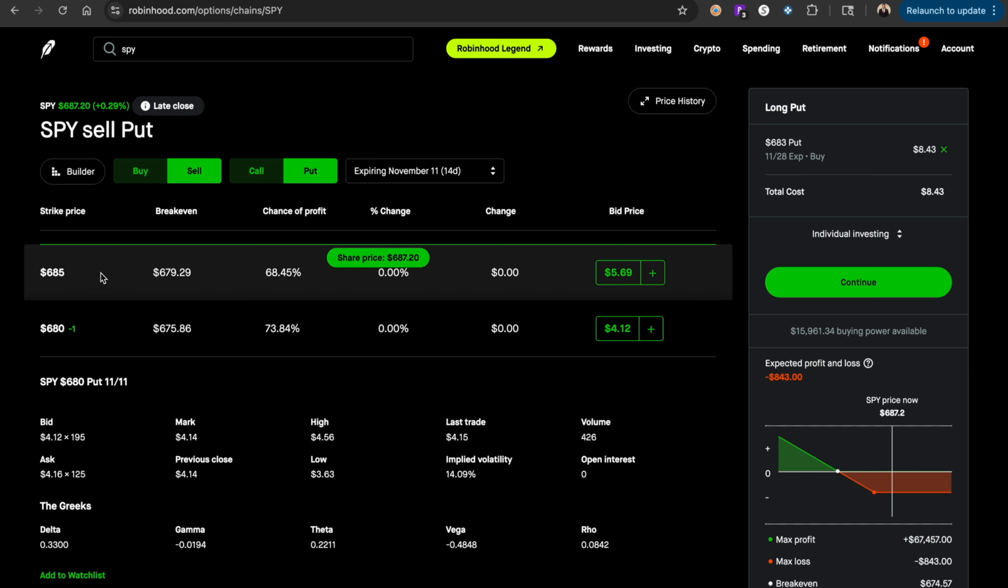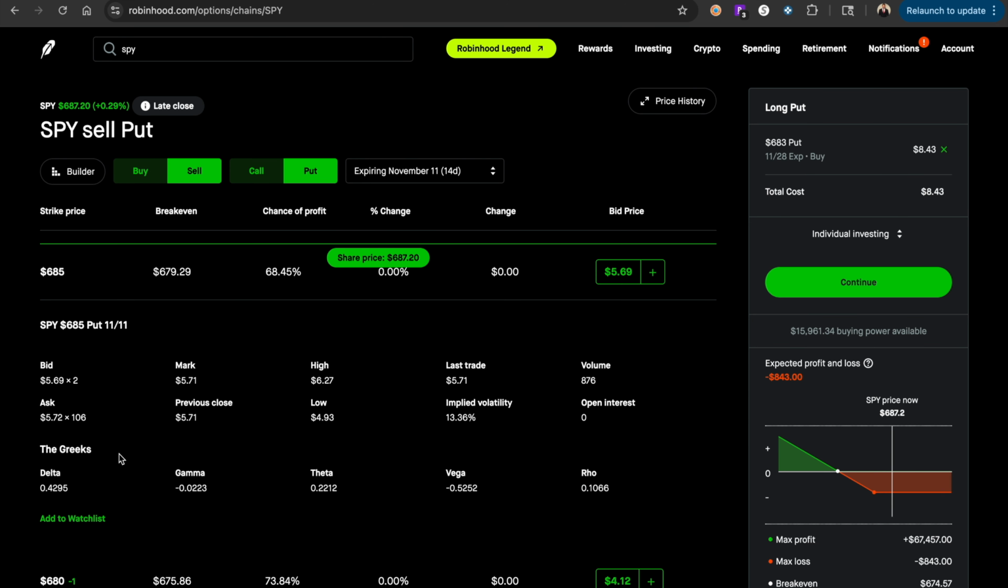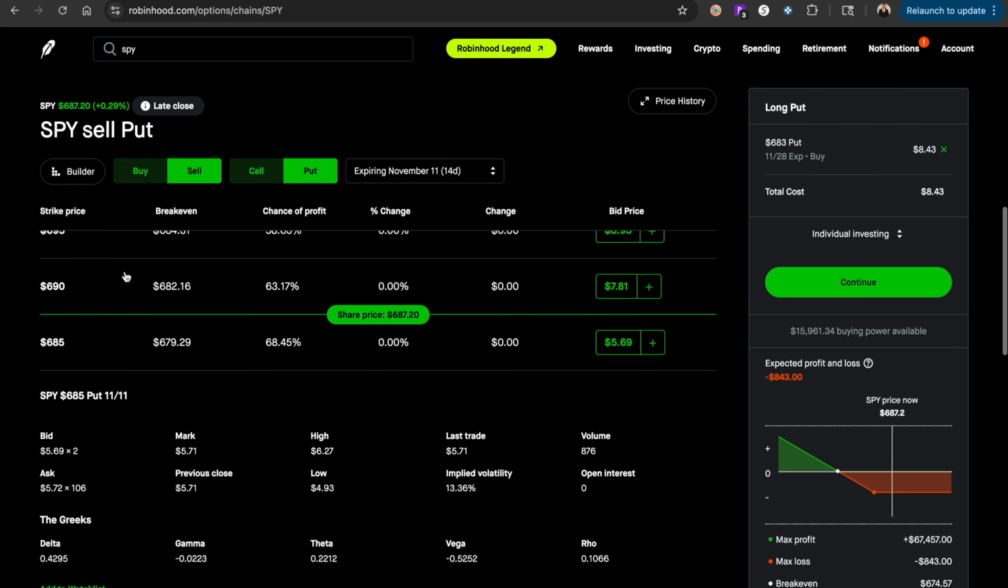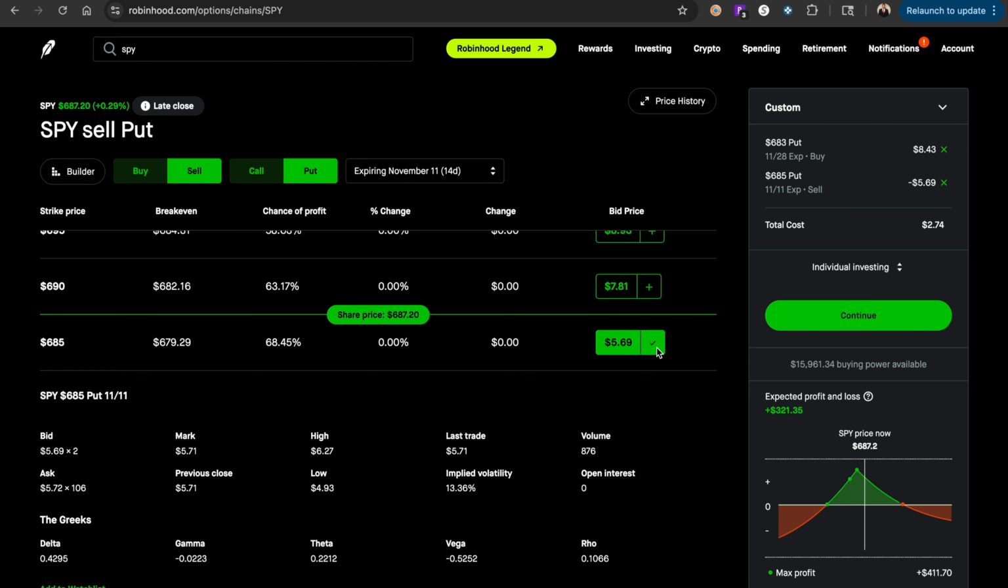So 33 versus, so this is 43. Again, these options aren't the best because they go up and down by increments of 5 rather than 1. So here is our almost 40 delta option. Again, if there's a slight move to the downside, but if it stays basically where it is, that's where max profit is going to be. So max profit is going to be $400 plus.